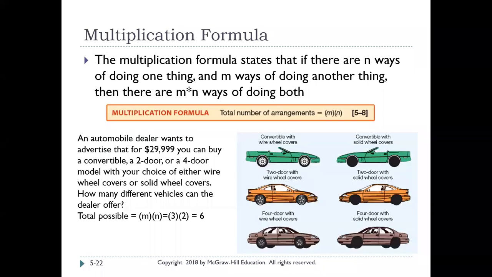Hey everybody. The last topic we're going to cover in this chapter is the multiplication formula and combinatorics. So essentially what the multiplication formula is telling you is the number of different combinations if you have two things. So for example, let's suppose you have 5 shirts and 4 pairs of pants. How many different outfits can you make, right?